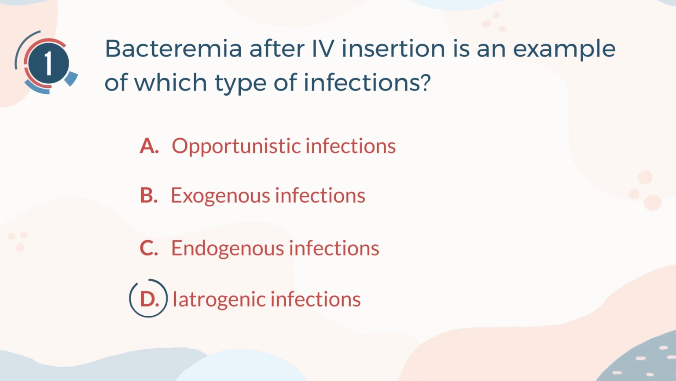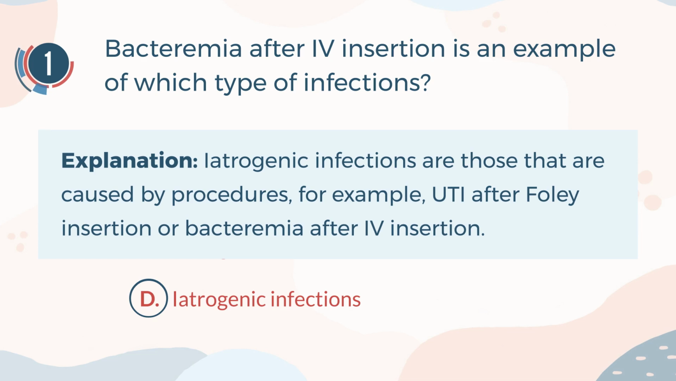The correct answer is D. Iatrogenic infections. Explanation. Iatrogenic infections are those that are caused by procedures, for example, urinary tract infection after Foley insertion or bacteremia after intravenous insertion.